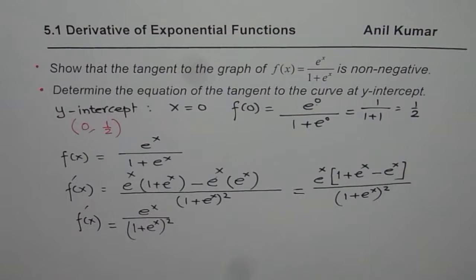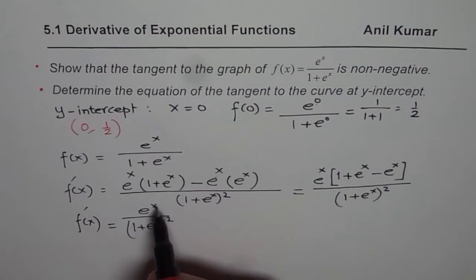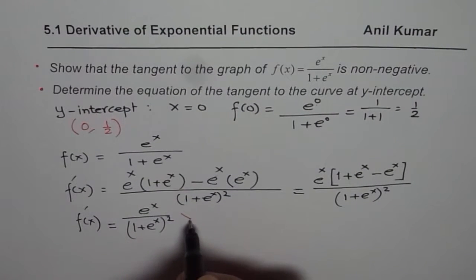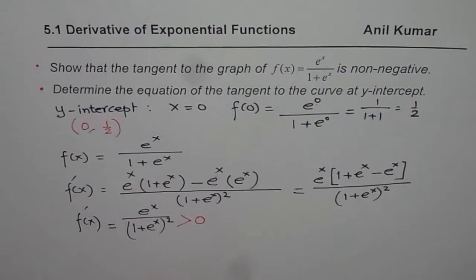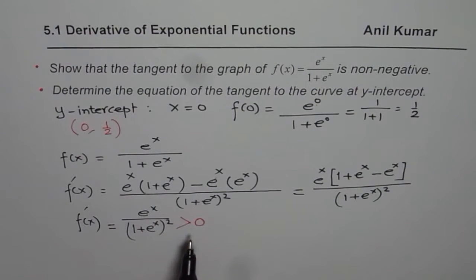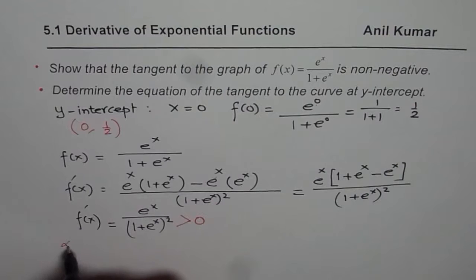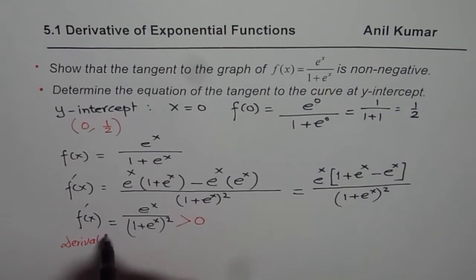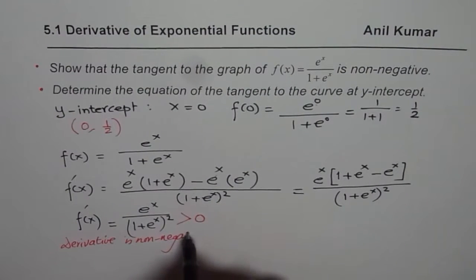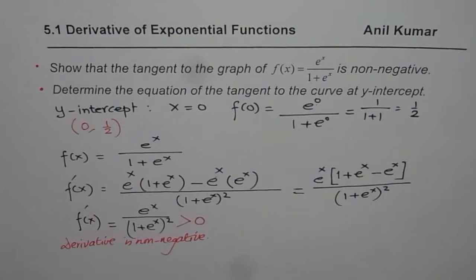Now in this derivative, what do you notice? e to the power of x is always positive, the denominator is always positive, right? So this derivative is always greater than 0, right? When x is very, very large, since the degree in the denominator is higher, it approaches 0, right? So it approaches 0 when x is very, very large, but it is non-negative. So what we see here is that the derivative is non-negative, right? So that is what we observe.